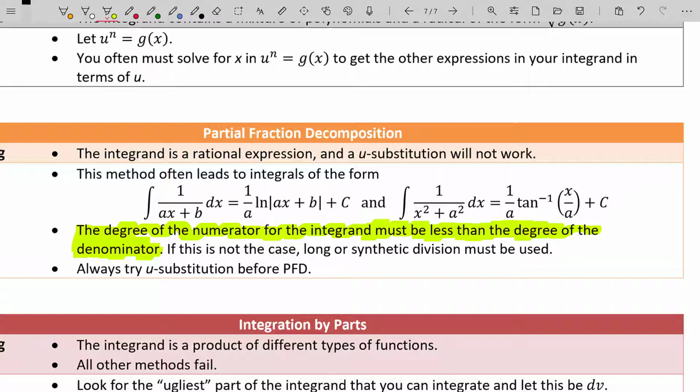So if it's not the case, then do some type of synthetic or long division first, and then you might still have to use partial fraction decomposition. In fact, you likely will. Again, my advice, always try to use substitution before doing partial fraction decomposition because, well, you'd be wasting your time otherwise.